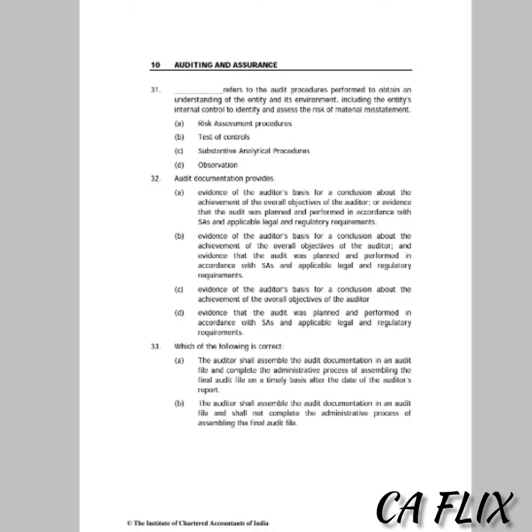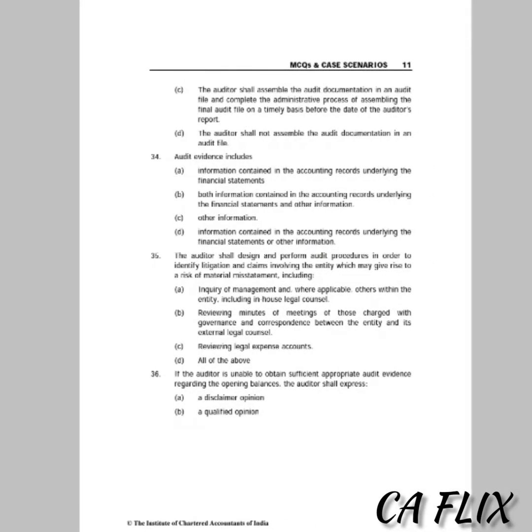Option A. The auditor shall assemble the audit documentation in an audit file and complete the administrative process of assembling the final audit file on a timely basis after the date of auditor's report. Option B. The auditor shall assemble the audit documentation in an audit file and shall not complete the administrative process of assembling the final audit file. Option C. The auditor shall assemble the audit documentation in an audit file and complete the administrative process of assembling the final audit file on a timely basis before the date of auditor's report.